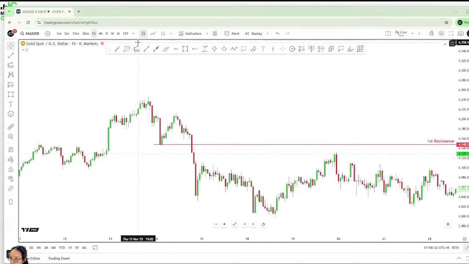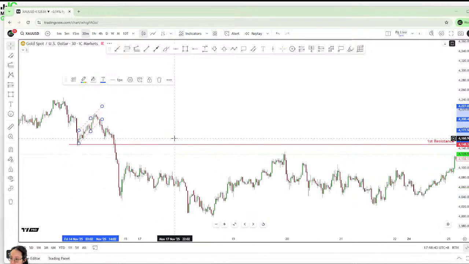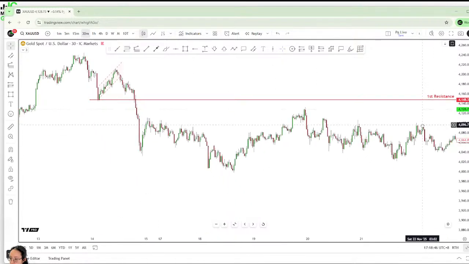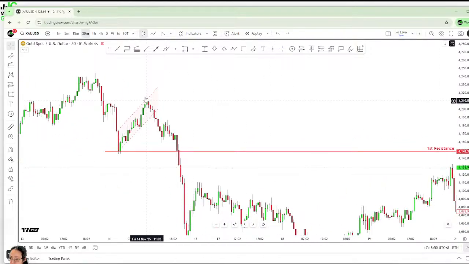Let me move this pattern. Okay, here. This is a flag to me, right, guys? It looks like that.